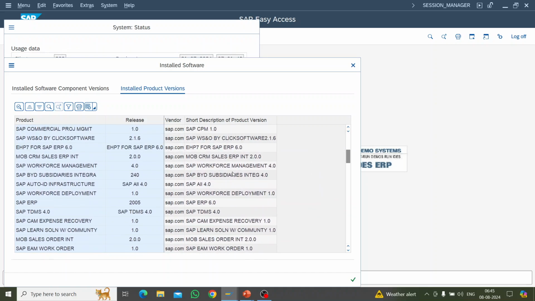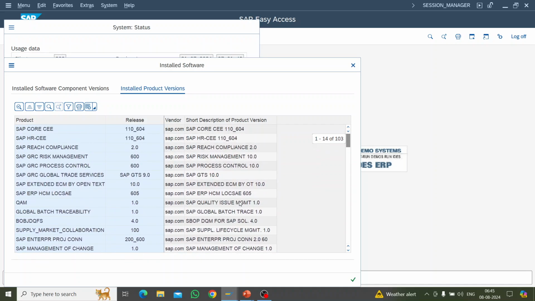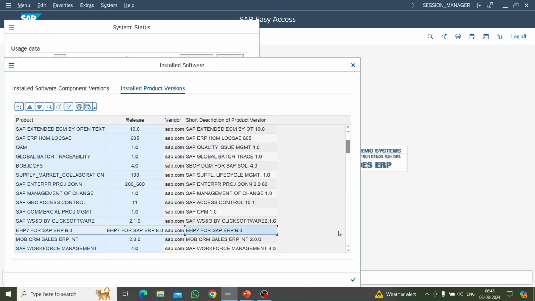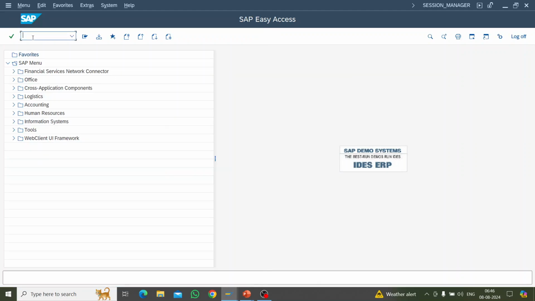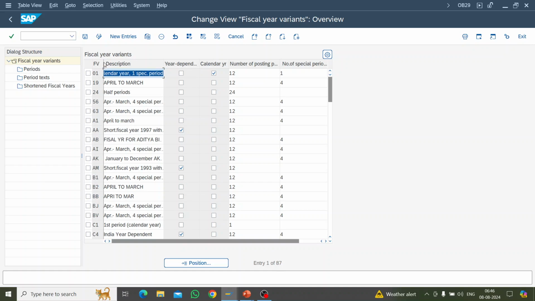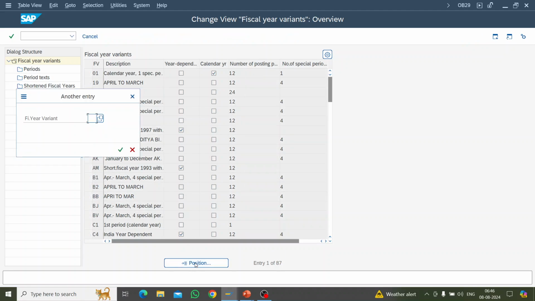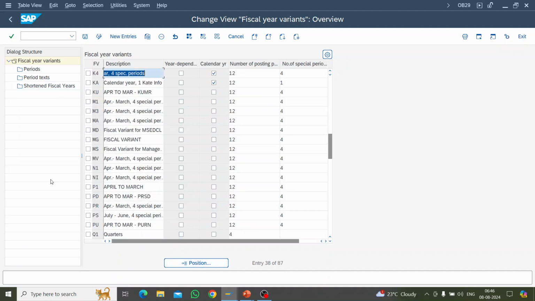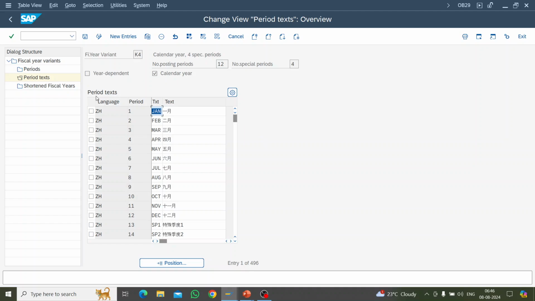It doesn't have anything like that. See, ERP 6.0. Correct. And look at this one. This is the one. EHP 7, 6.0 EHP 7. Now let's go once again to OB29. Same T code. T code wise there is no difference between the ECC and S4 HANA system. Here also, if you want to see K4, you can just put in K4. Select this period text. You will be able to see it, and this is maintained in various languages. So you can see various languages.